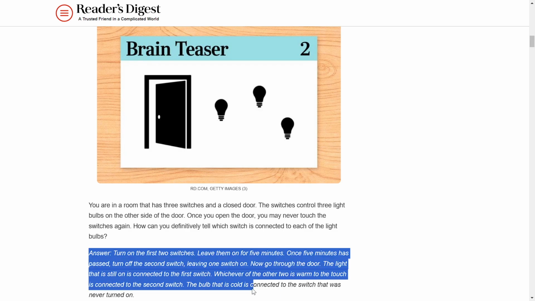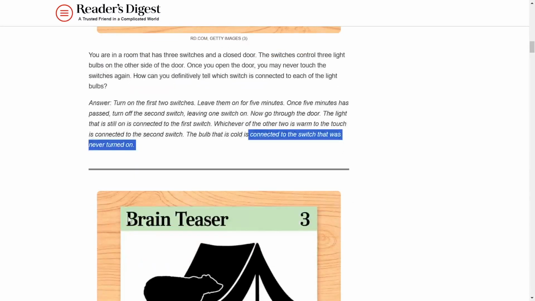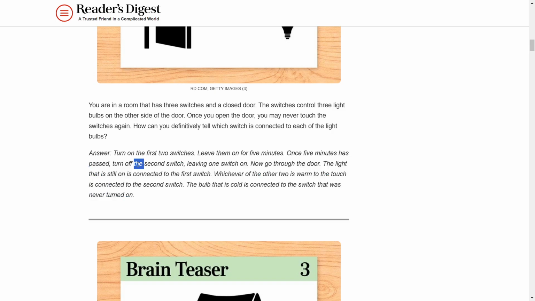As you might know, light bulbs are very inefficient in terms of light and warmth efficiency. They emit a lot of warmth, so a light bulb that has been on for a long time will have a lot of warmth, and thus, if we leave them on for this long, the idea is 3 switches. We leave 1 off and the other 2 are on. We turn on 2 switches, leave them on for 5 minutes. Once we turn off the second switch, leaving 1 on, we go through the door.